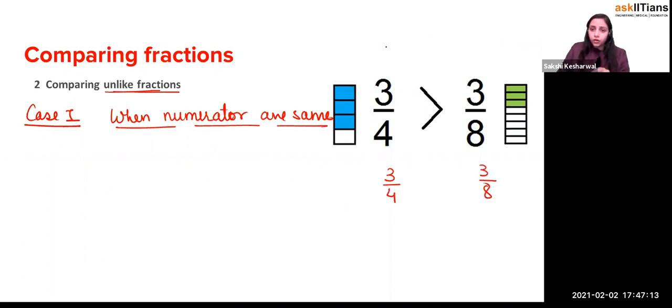Now, the numerator 3, these are the same or not? We are just taking case 1. So these are the same, yes or no? So meanwhile, I'm removing this 3, 3. So this is like 1 by 4 and this is 1 by 8.